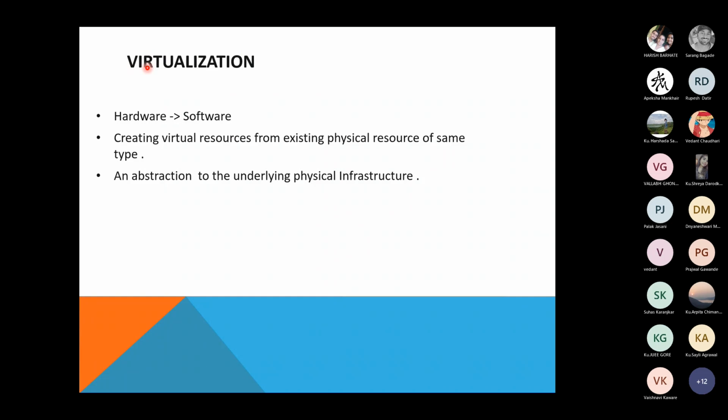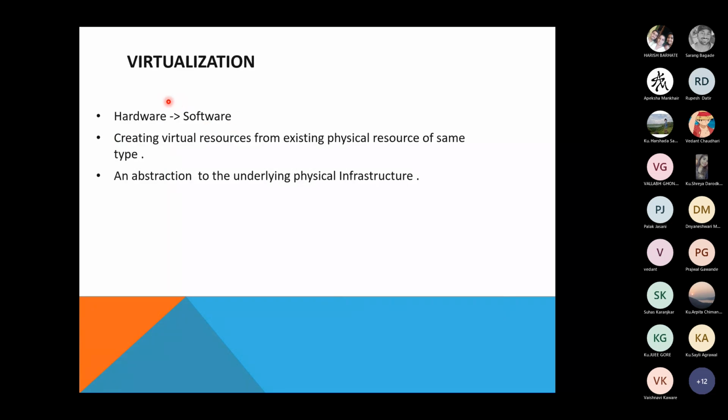Can you imagine virtualization? The name itself suggests it's virtual. It's not physical, it's virtual. So basically, converting hardware to software is virtualization. This is a very old definition, and I'm just putting it here to explain the concept with these wordings. In Google, if you type virtualization, many will say converting hardware to software, but this is not always the case. The second definition says creating virtual resources from existing physical resources of the same type. This makes more sense for virtualization.